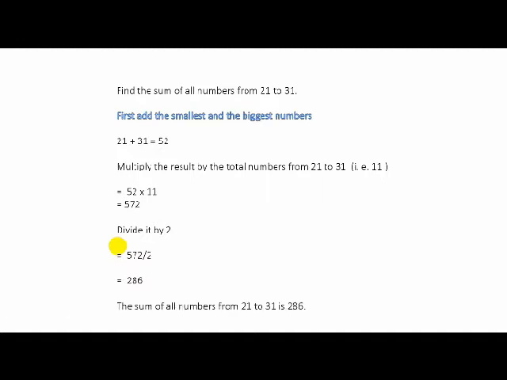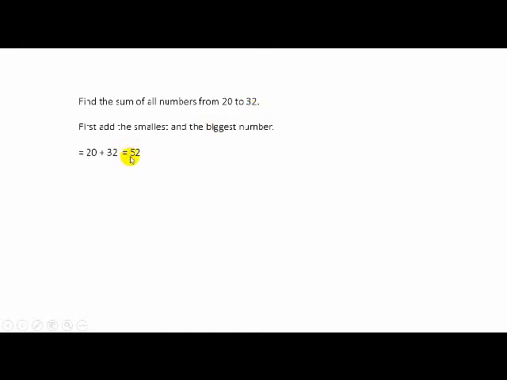Take one more example, friends. Here you have to find the sum of all the numbers from 20 to 32. First add the smallest and the biggest number. Smallest number is 20 and the biggest number is 32. So after adding these two, you get 52.